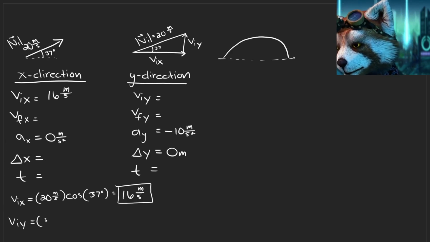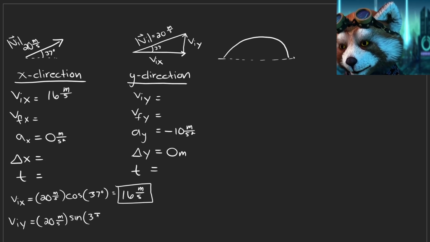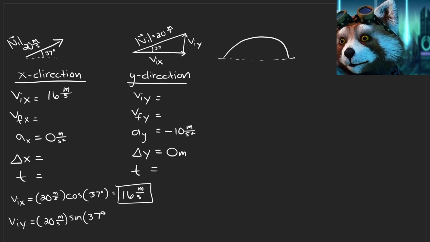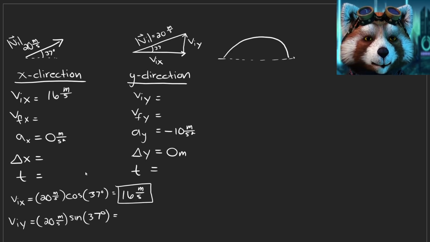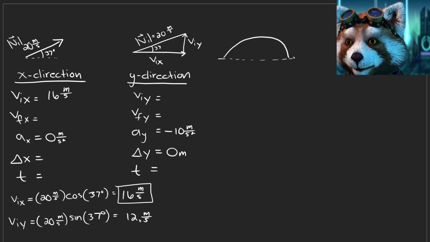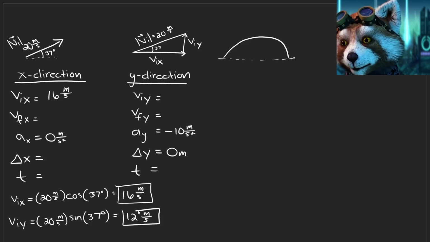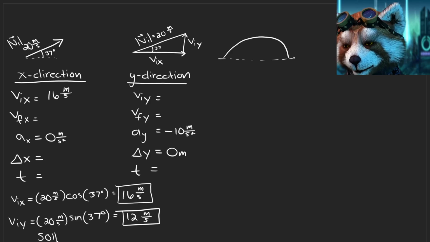So this is going to be 20 meters per second times the sine of the angle in which it was launched, and that is 37 degrees. So 20 times sine of 37 is 12 meters per second. And if you're still wondering where I got this from, all I did was just use SOHCAHTOA.